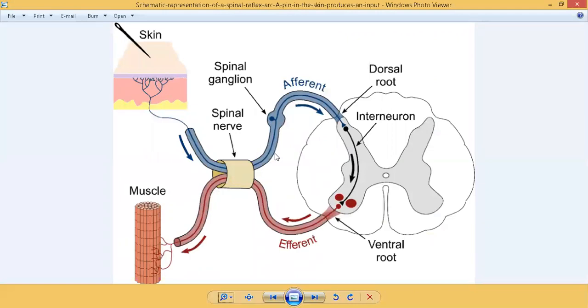Apart from the stretch reflex, there are other reflexes which are known as the autonomic reflexes. The autonomic reflexes include the light reflex, which is also known as the pupillary light reflex. In the pupillary light reflex, when you shine light into the eye, the pupil immediately undergoes constriction. As you all know, when you go from a dark area to a bright area, the pupil immediately undergoes contraction. It becomes small in size in response to bright light.